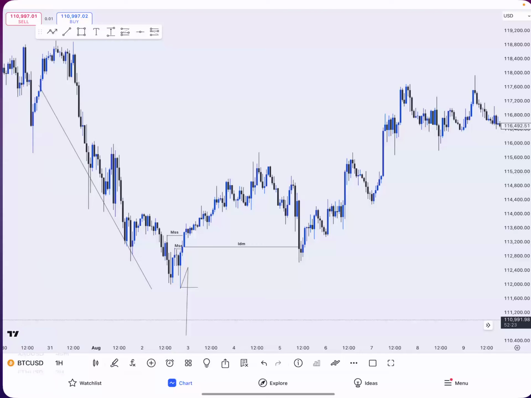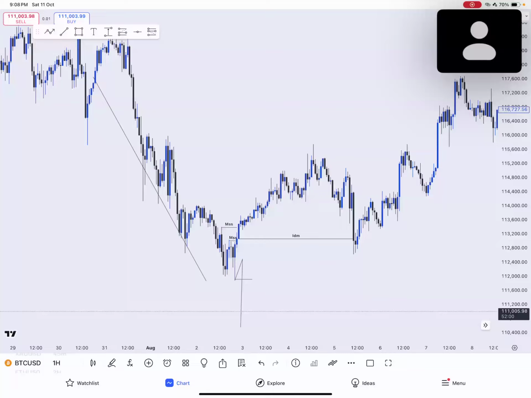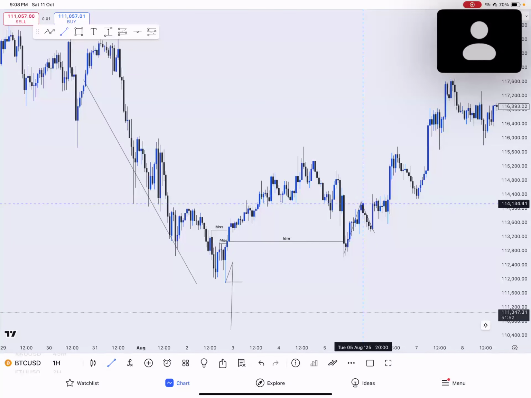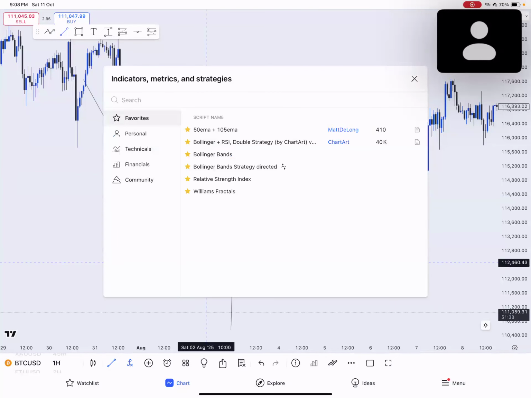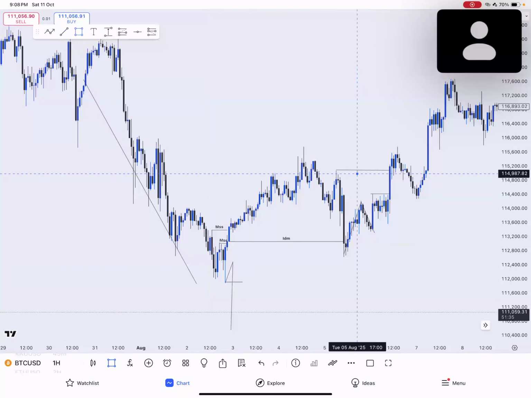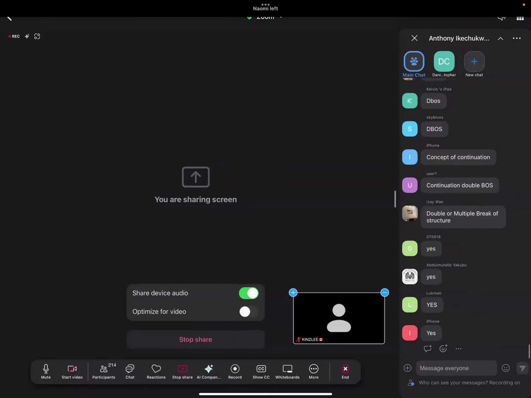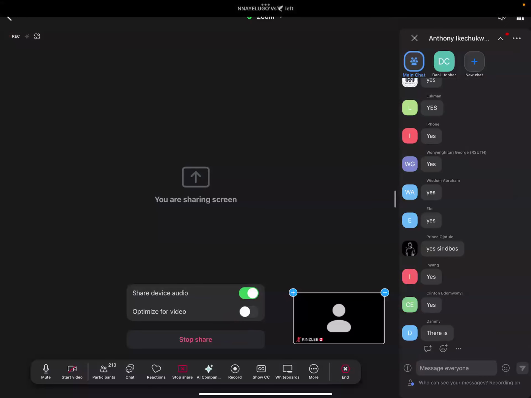Now, a double break of structure is where the market takes out more than one zone. So when the market came here and gave us these higher highs and higher lows, was there a double break of structure here? No, because no two zones were taken out. But the moment that price came here and took this high and then this high out, is there a double break of structure here or not? Exactly. That's a double break of structure there.